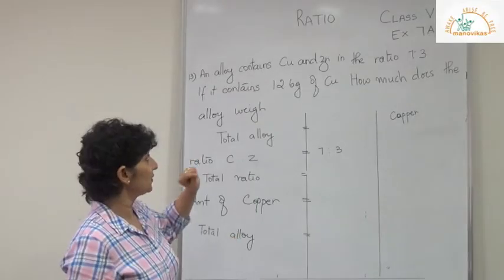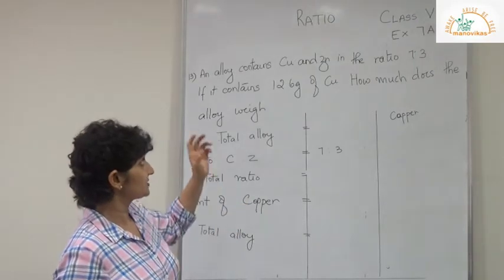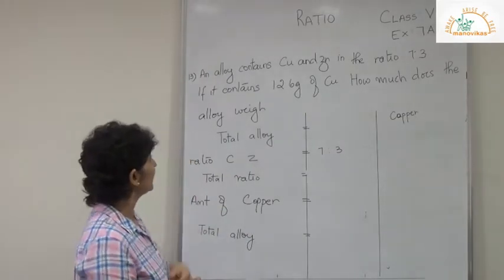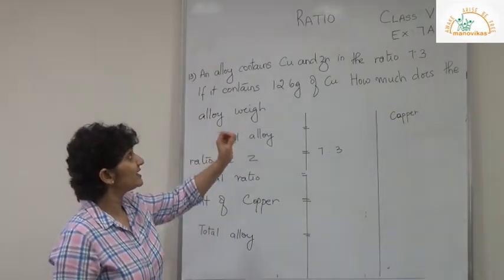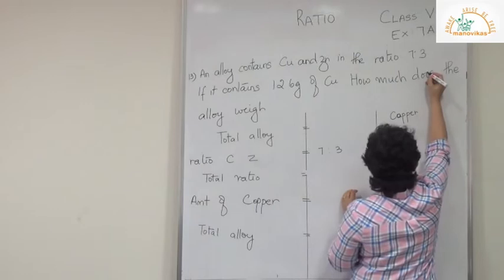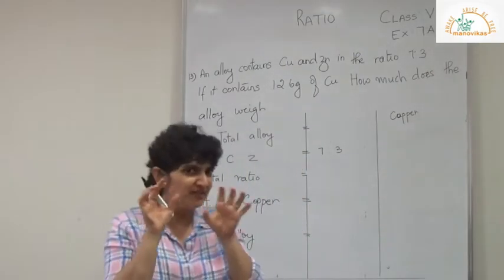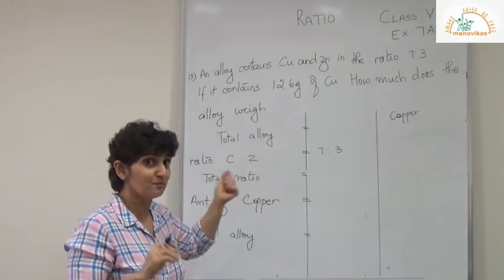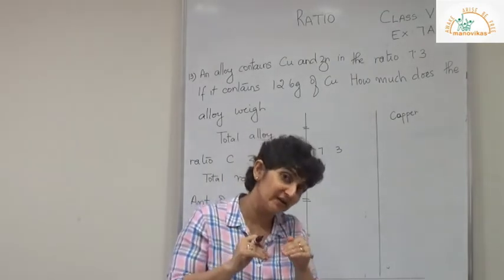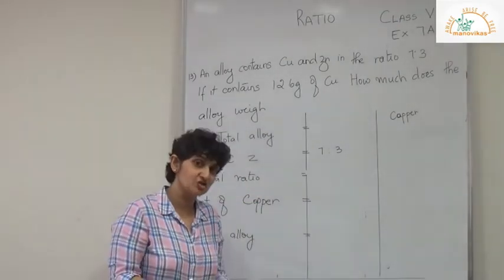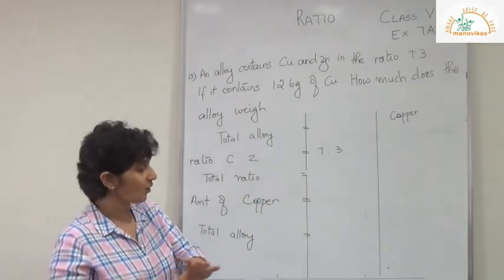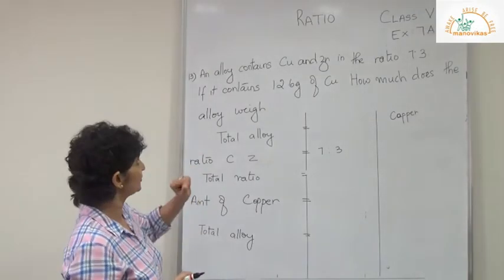Our next question, let's read. An alloy contains copper and zinc in the ratio 7:3. If it contains 12.6 grams of copper, how much does the alloy weigh? Now, we have done similar questions earlier, but how was it given to you? You had the total, right? Then we found out the ratio. Then we found out the total ratio, and you were asked how many parts of copper we have and how many parts of zinc or whatever we have. Now here let's read the question.